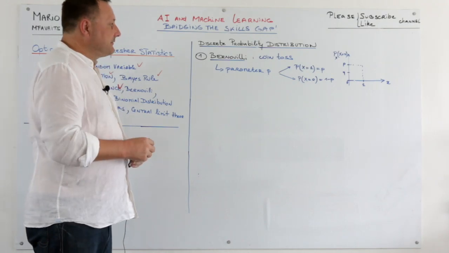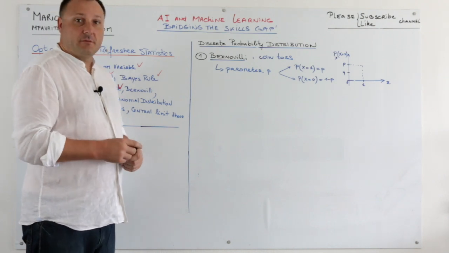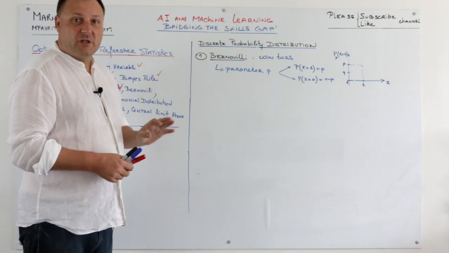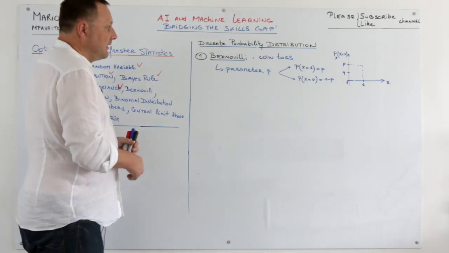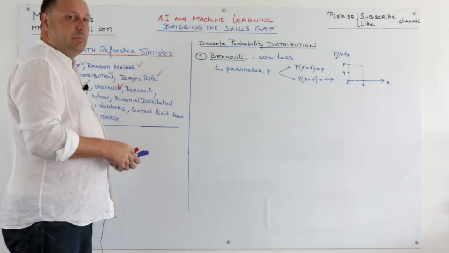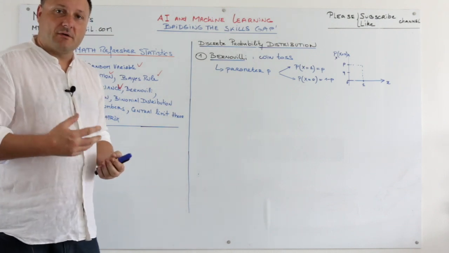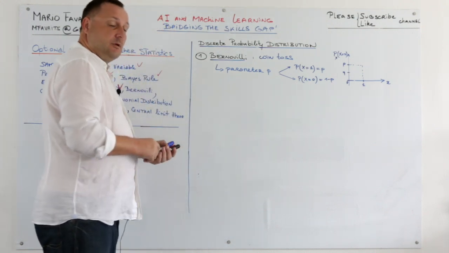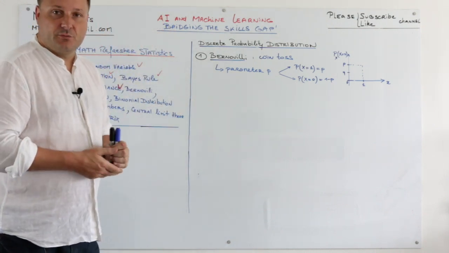Let's now take a look at a few famous probability distributions, and more importantly at the discrete ones at this point. The first one we're going to look at is the Bernoulli distribution, parameterized by one parameter p. And you can associate this distribution with a coin toss.